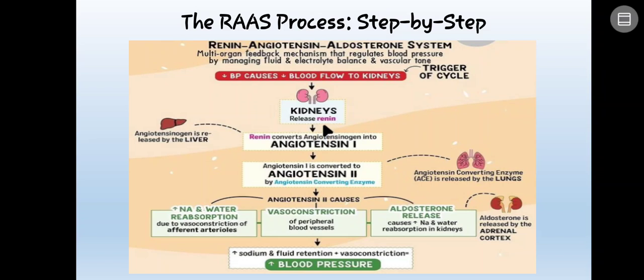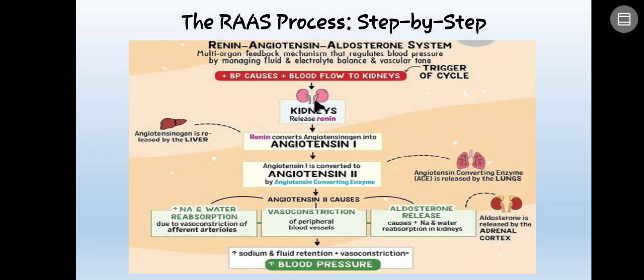And the first one is what we call the baroreceptors in the afferent arterioles. So I explained that in the afferent arterioles that supply blood to the glomerulus of the kidneys, we have baroreceptors inside. These baroreceptors are highly sensitive to changes in blood pressure. So once your blood pressure becomes low, the baroreceptors detect it and they send a signal to the juxtaglomerular cells to release renin.